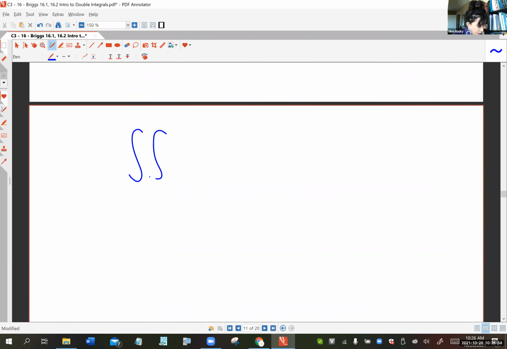So double integral, and you're going to integrate sine of y squared dy dx. The inner integral has limits x and then pi, and the outer integral has limits 0 and pi. Now, I'm going to sort of start the problem for you, and then we'll pause it. So let's try and evaluate this integral.